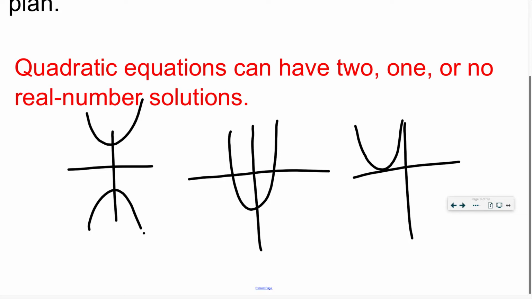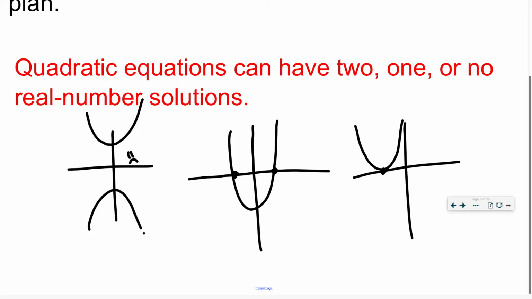This one's crossing twice. It's crossing here and here. This one's crossing just once because it's just touching it. And then this one doesn't cross at all. So if we just graphed the situation we had gone through with the value away from the patio and added to the patio, it would have looked like one of these. It would never have crossed. There are no real number solutions.